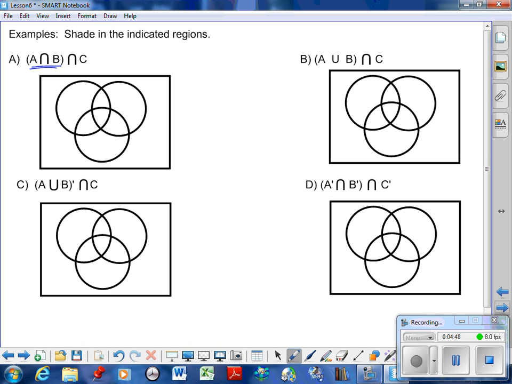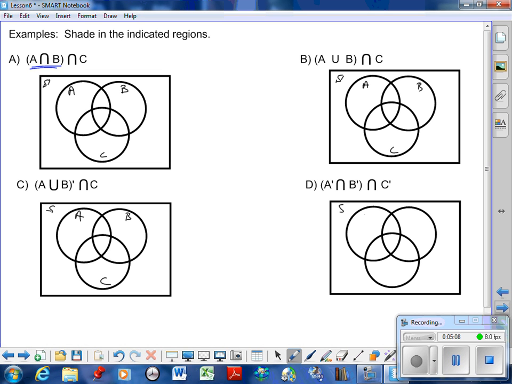So A intersecting B. First of all, we should label the circles because that would make the question that much easier. I don't know who didn't draw that in. Probably someone wasn't paying attention. All right, A, B, and C.